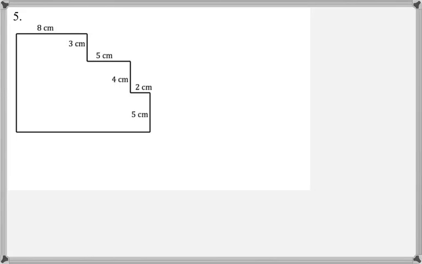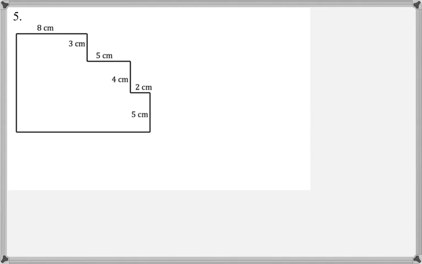On question number 5, we're trying to find the perimeter and the area of this shape. And to find the perimeter, we want to add up all the sides. And we know most of our sides, but we don't know this left-hand side and we don't know the bottom. But if we look across the sides that we do know, we can kind of figure out what these two sides are.